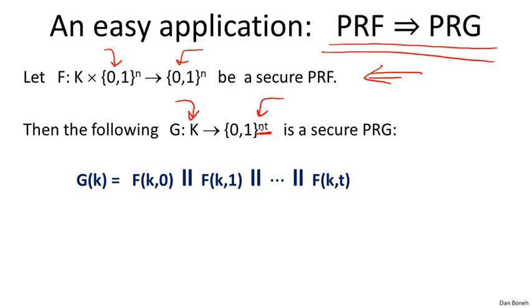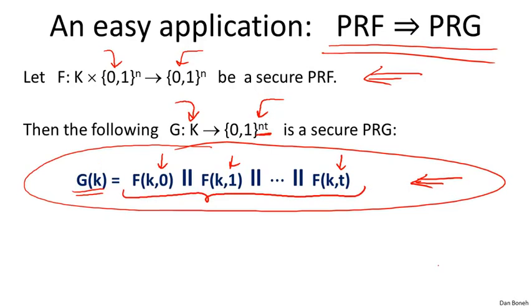So you can see the output is a total of n times t bits for some parameter t that we can choose. And it turns out you can do this very simple construction. This is sometimes called counter mode, where you take the PRF and evaluate it at 0, at 1, at 2, at 3, at 4, up to t, and you concatenate all these values. That's the generator. So we took the key for the PRF and expanded it into n times t bits.